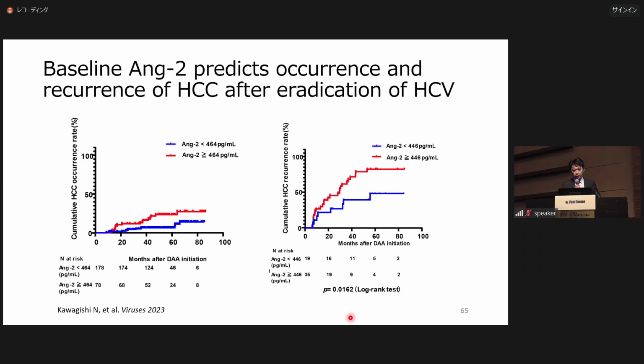Also, baseline ANG2 predicts occurrence and recurrence of HCC after eradication of HCV. In patients with higher ANG2, HCC occurrence was higher, and also HCC recurrence was higher. So if we can test this ANG2, we can evaluate the risk of HCC after SVR.